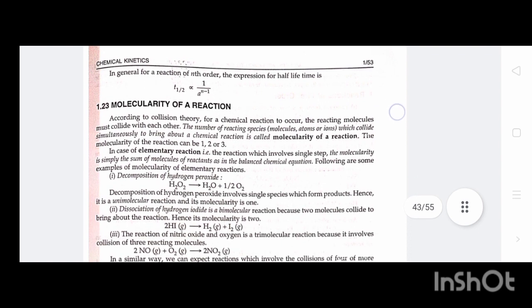For a second order reaction, T half is inversely proportional to 1 by A. For a third order reaction, T half is inversely proportional to 1 by A square. That is, the half-life period for a third order reaction is inversely proportional to the square of the initial concentration of the reactant. In general, for a reaction of nth order, the half-life time T half is inversely proportional to 1 by A raised to the power n minus 1.